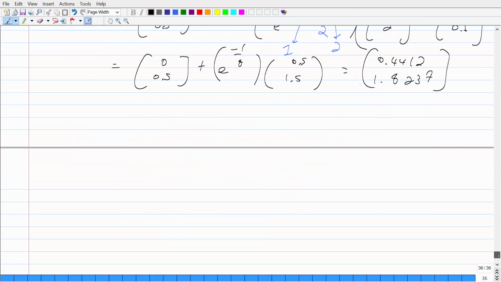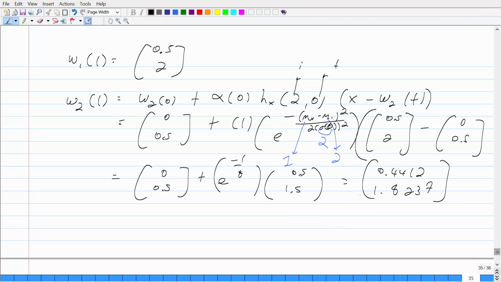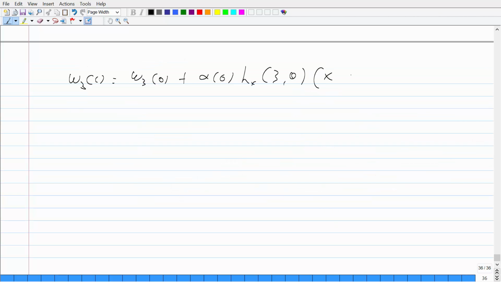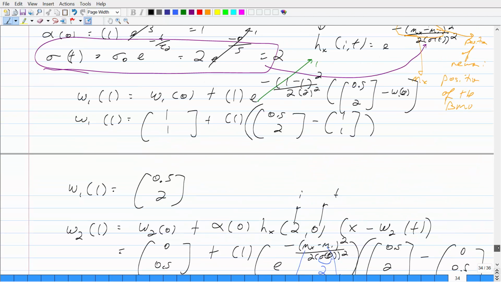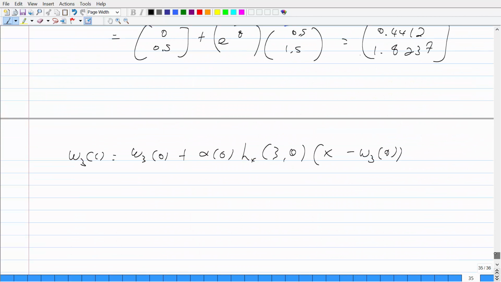Now we do it for the other one. So we have to do the third and the fourth one. So W30 and then plus alpha 0, h of x. So I is the third neuron and the time index is 0. And we have x minus. Okay, so W30, the initial weights were 2 and 0. Okay, so we get 2, 0.